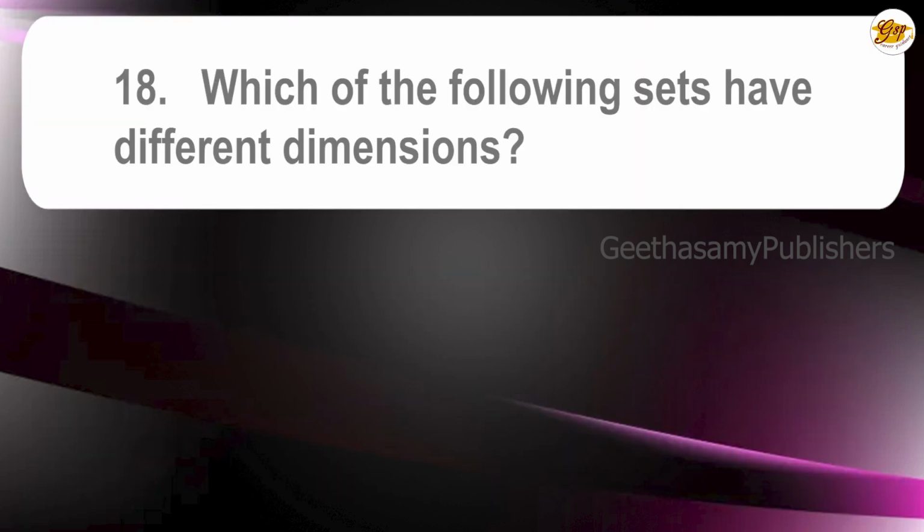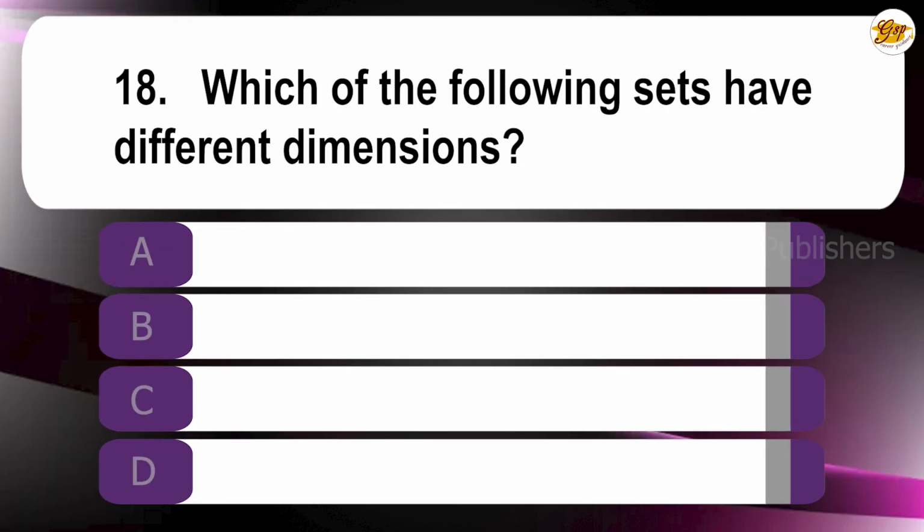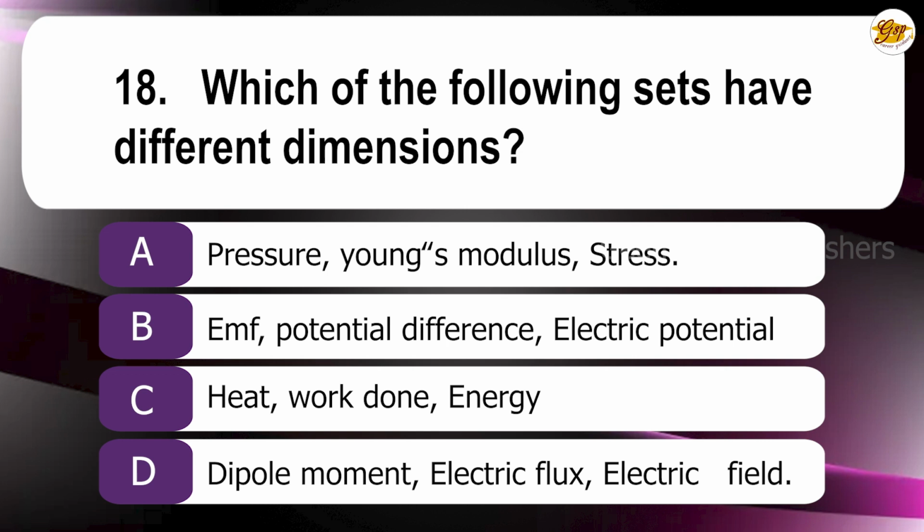Question number 18. Which of the following sets have different dimensions? A. Pressure, Young's modulus, stress. B. EMF, potential difference, electric potential. C. Heat, work done, energy. D. Dipole moment, electric flux, electric field. The correct answer is D. Dipole moment, electric flux, electric field.